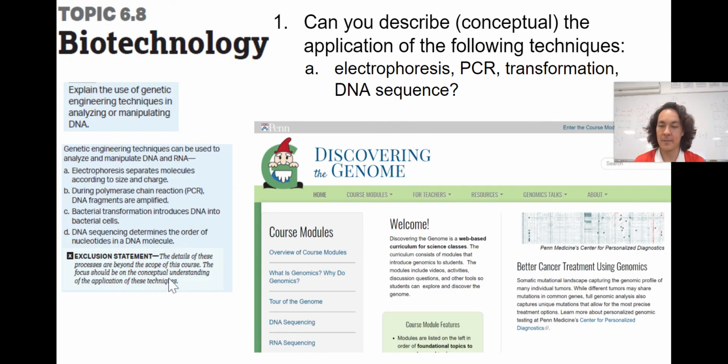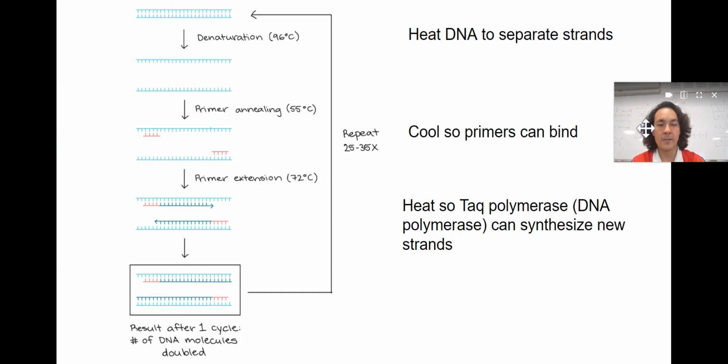The focus should be on the conceptual understanding of the application of these techniques. So for my students, I really had them read about it, and then we looked at a bunch of sample problems, figuring out, well, how can we use these? And so let's start with PCR, right?